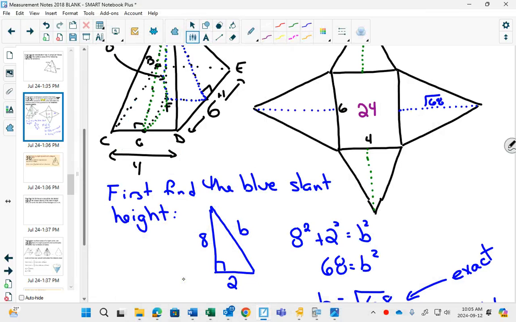purple. Of course, that's rounded. If I had wanted to leave this exact, I could have done base, which is 6, divided by 2, which is 3. 6 divided by 2 is 3. 3 times root 68 is the exact number.